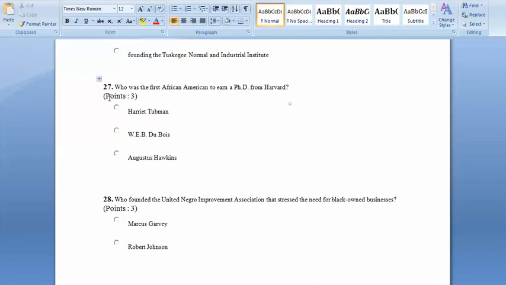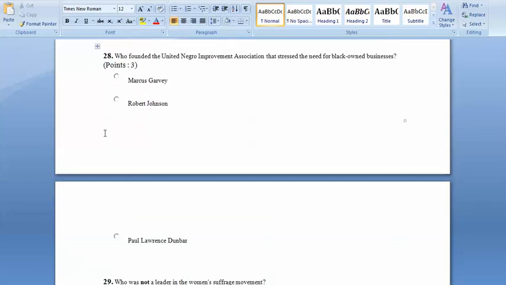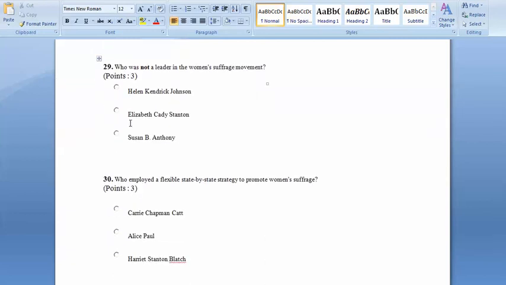27. Who was the first African American to earn a PhD from Harvard? Was that Harriet Tubman, W.E.B. Du Bois, or Augustus Hawkins? Number 28. Who founded the United Negro Improvement Association that stressed the need for black owned business? Was that Marcus Garvey, Robert Johnson, or Paul Laurence Dunbar? Number 29, who was not a leader in the women's suffrage movement? Helen Kendrick Johnson, Elizabeth Cady Stanton, or Susan B. Anthony?